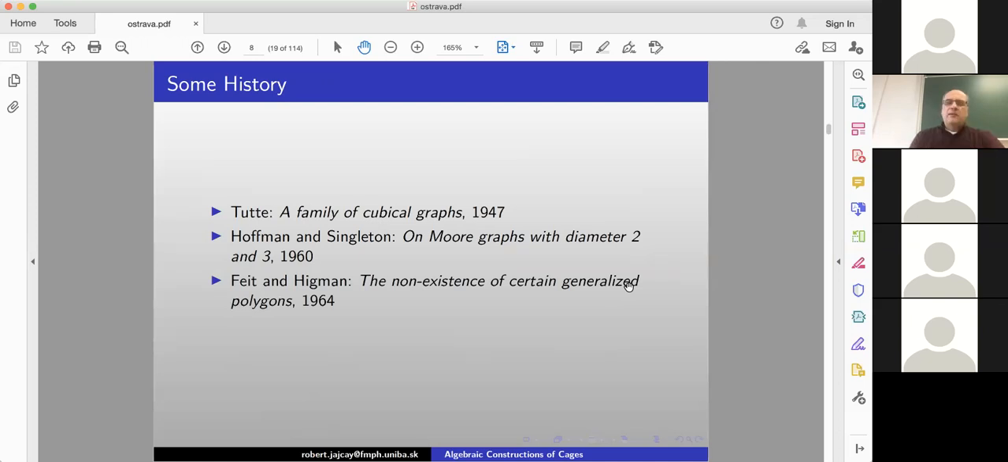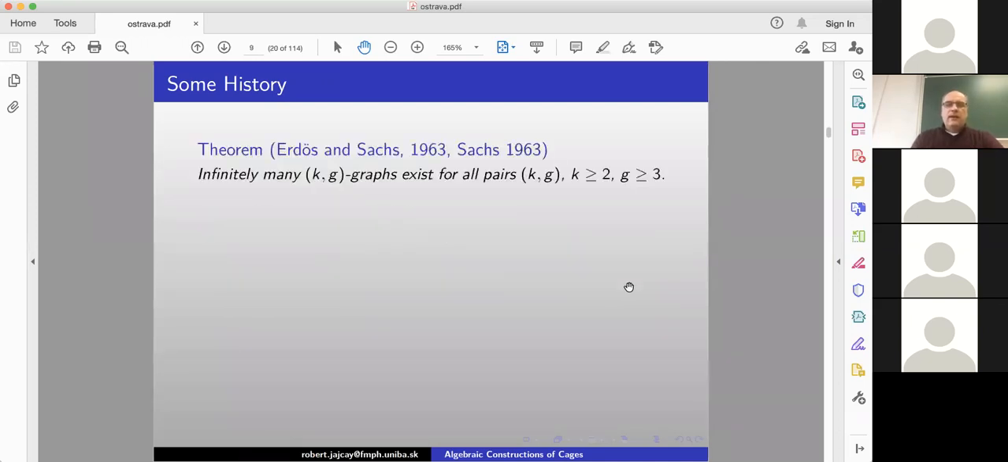But it was a very important result in the area. I promised to at least mention that if somebody gives you the parameters K and G, I claim that there are always infinitely many graphs with these parameters. This result goes back to Erdős and Sachs, and I think that's a good reason to mention this result.